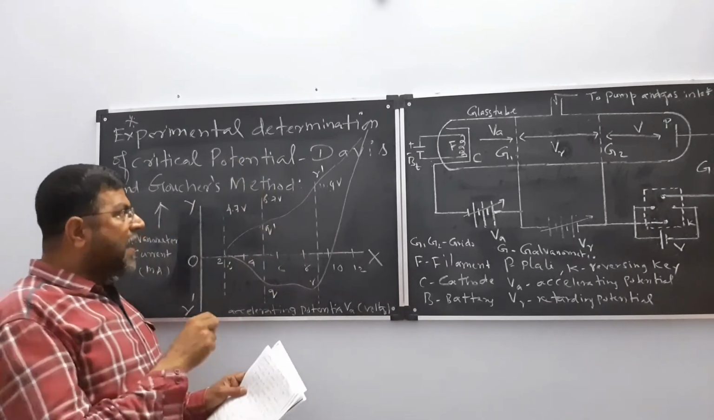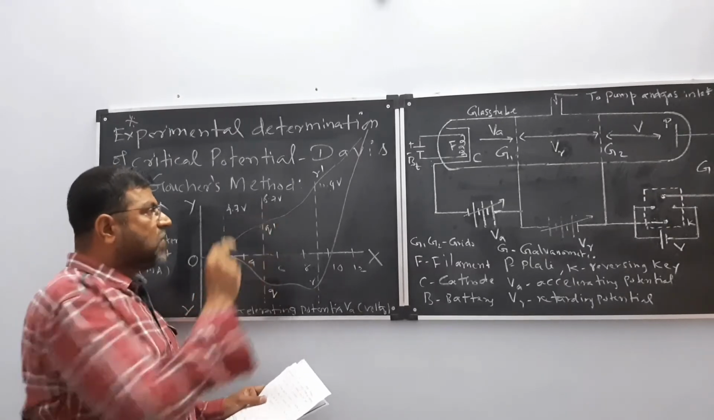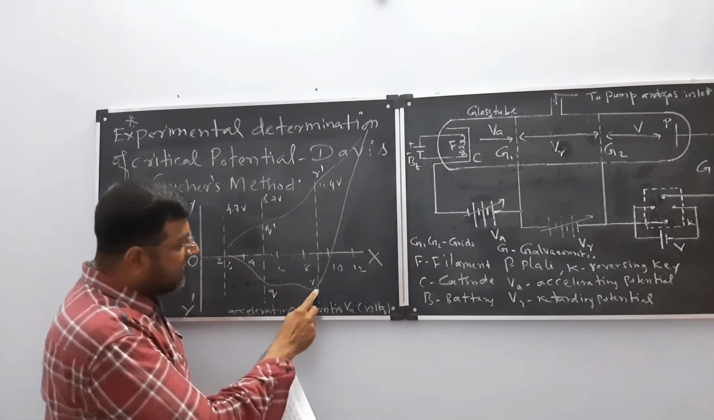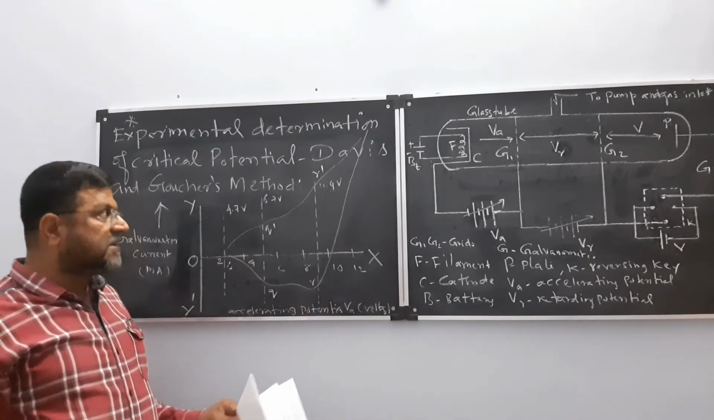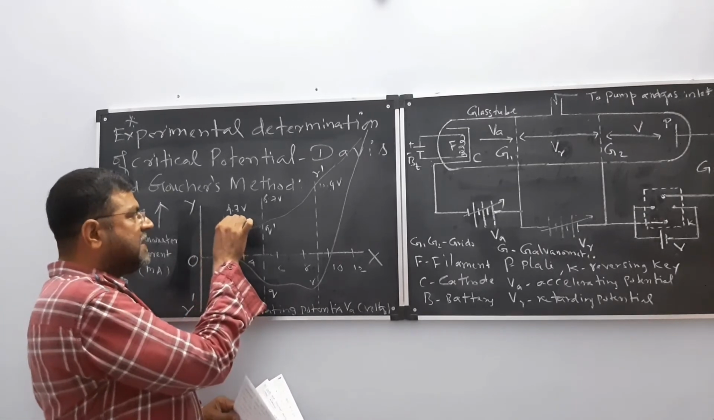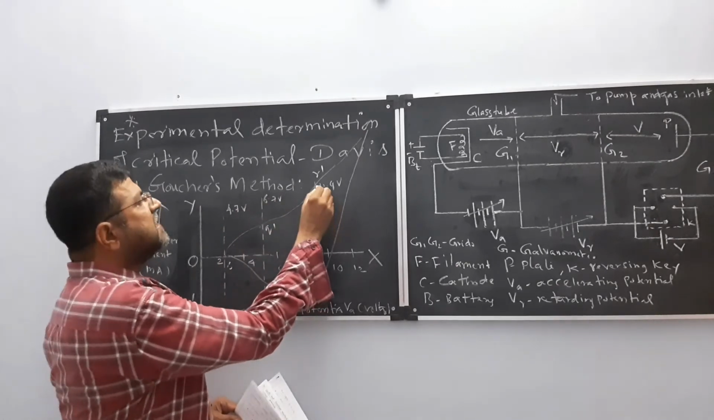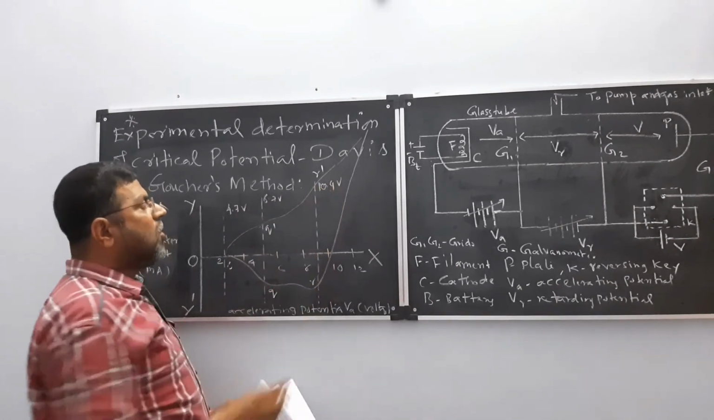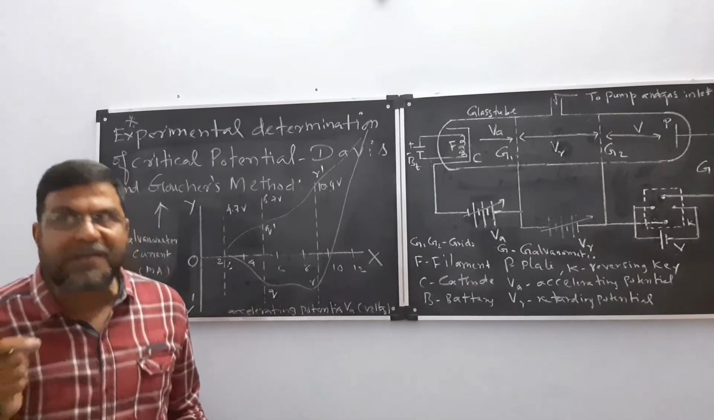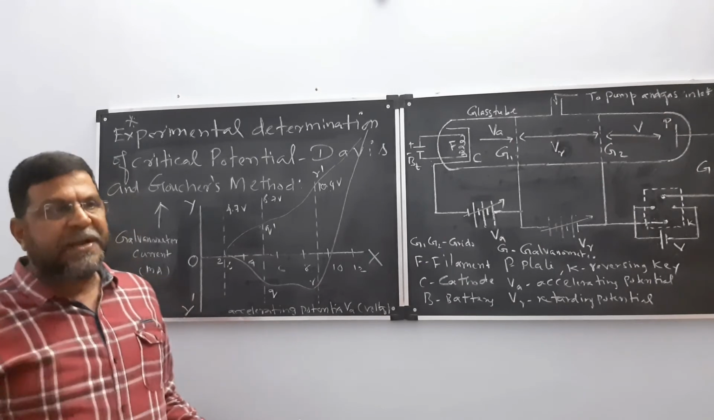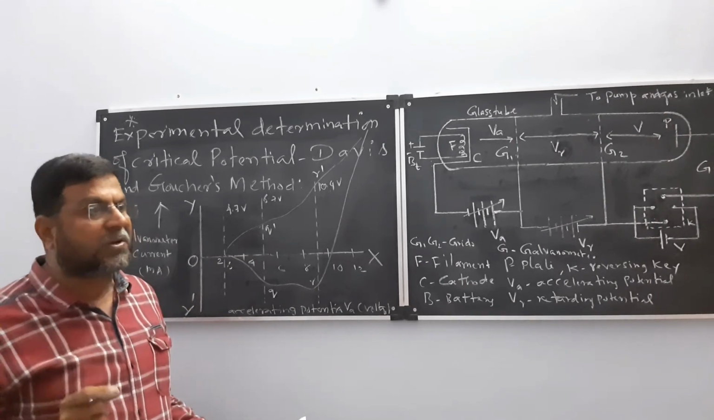Hence 4.7 and 6.7 are called excitation potentials. These two are called excitation because here it is decreasing and rising to the excitation. And 10.4 is the ionization potential. 4.7 is the excitation potential, 6.7 is the excitation potential, and this 10.4 volt is your ionization potential. This method thus enables us to distinguish between excitation potential and ionization potential.